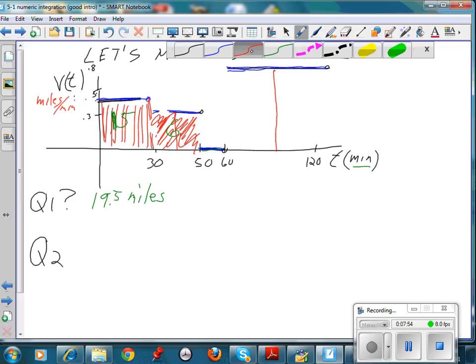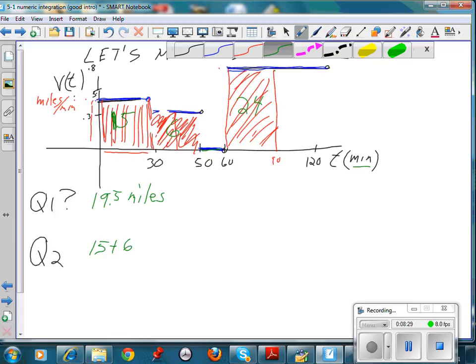And then here, I've got this area. Area under the curve, right? It's going to be the height of the curve, which is going to be velocity, in miles per minute, times the width, which is in minutes. So I'm adding up miles under the curve here. This now is what? This is 90. So this is 30 times 0.8. That is going to be 24. So for question 2, I add up these numbers and I get 15 plus 6 plus 24. I get, as I did before, 45 miles.